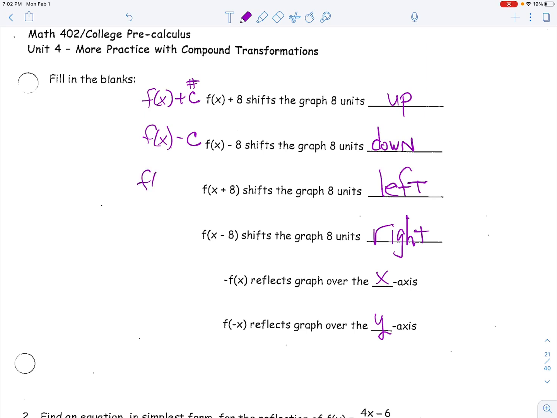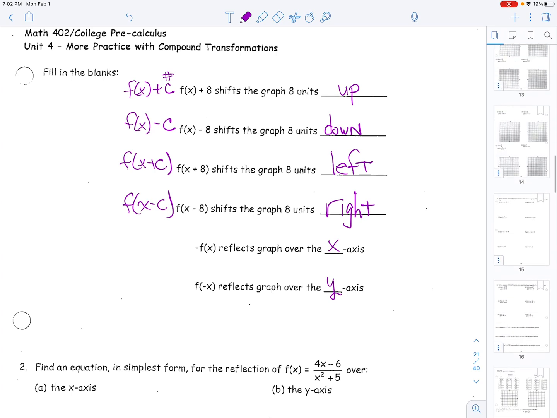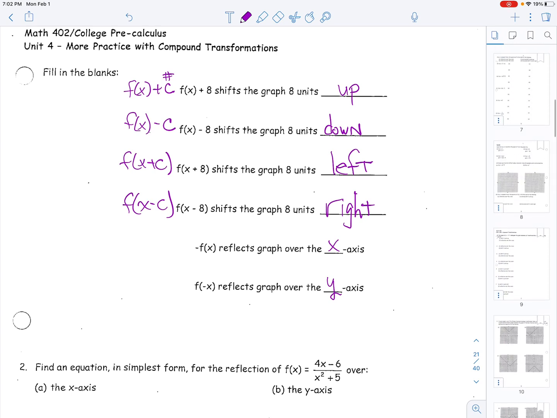All right, so this is the general form here. I'll throw the c in there: f of x minus c, f of x plus c. The general form for your shifting, x minus c, c being a constant, being a number. All right, so there you go. Just reviewing the shifting, the general form.